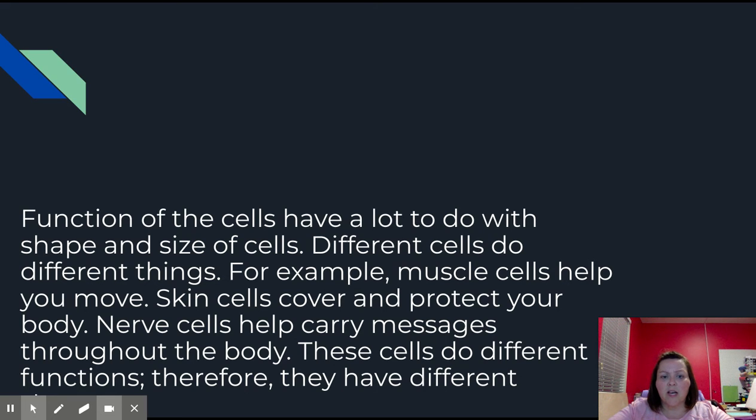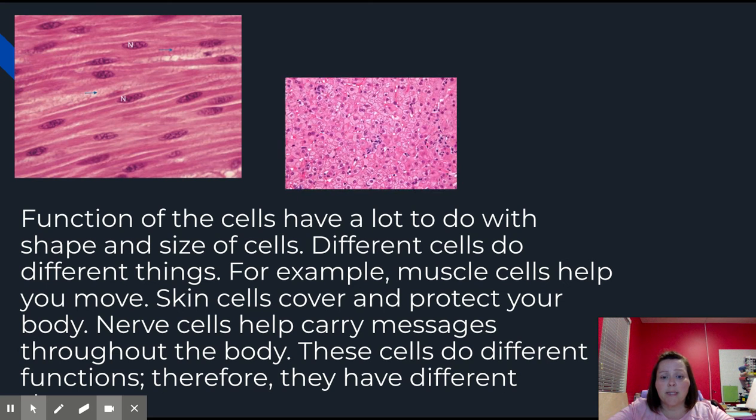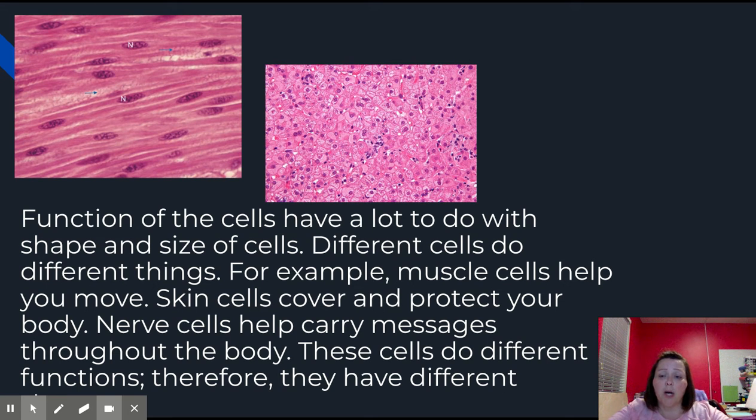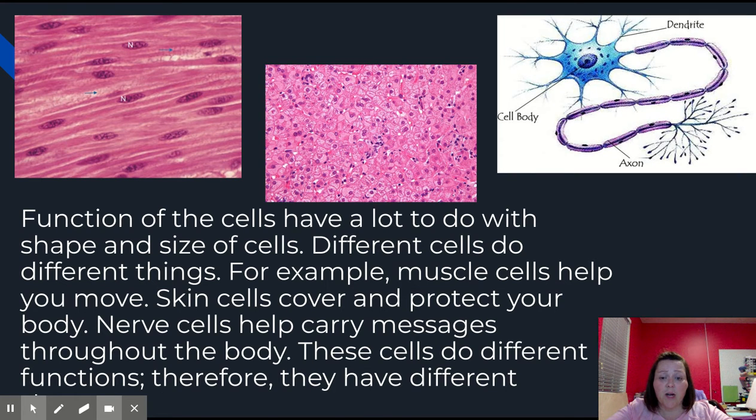The function of cells has a lot to do with the shape and size of cells. Different cells do different things. For example, muscle cells help you move. Skin cells cover and protect your body. Nerve cells help carry messages throughout the body. These cells do different functions, therefore they have different shapes.